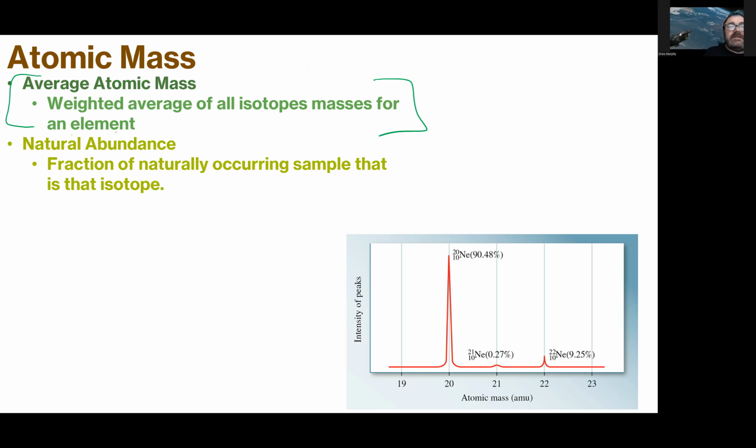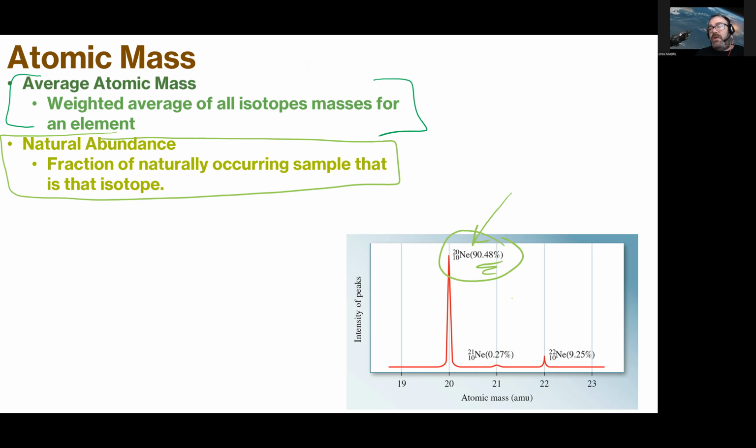The other piece we get is this natural abundance, and we're going to need natural abundance to think about the weighted average. Natural abundance tells us how much of a naturally occurring sample is that particular isotope. So here what we're looking at is to say the neon 20 isotope is roughly 90% of all neon. Neon 21 is 0.27 and neon 22 is 9.25. And this is the case with most elements. If you dig into the data in detail, you can see most elements have one or two stable isotopes that are mostly abundant, and then several smaller, less abundant ones that have different masses.